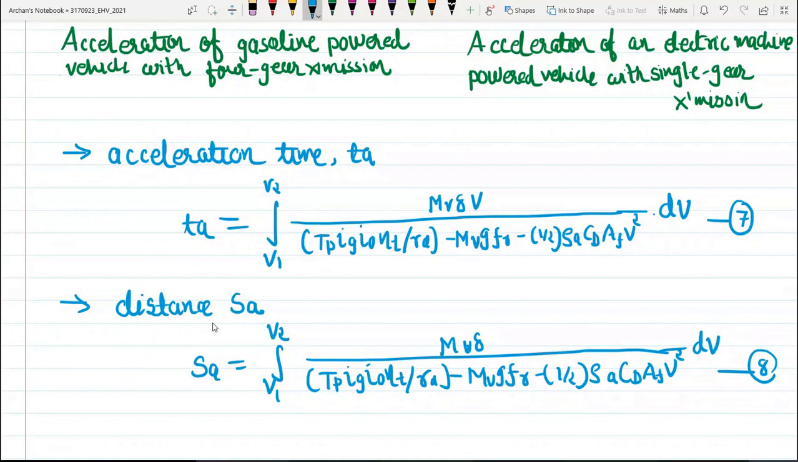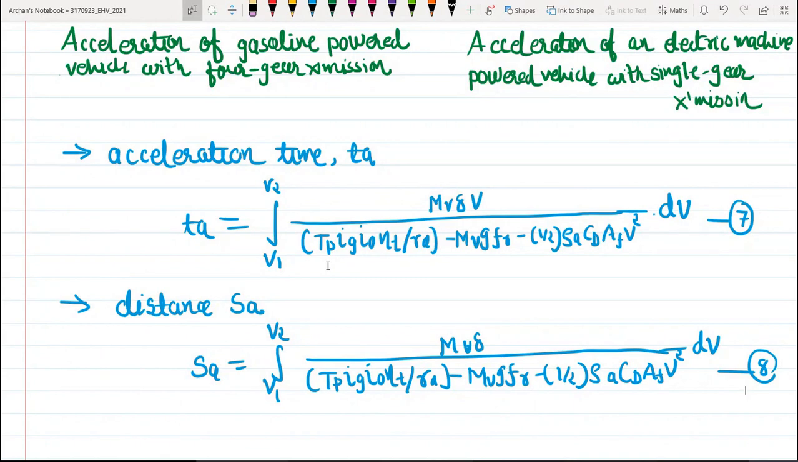Okay, so in this equation number 7 and equation number 8, the torque of the power plant Tp, you can see. Okay, I'm talking about this term Tp, which is nothing but it represents the torque of the power plant, right? So this torque of the power plant is a function of speed, which in turn is a function of vehicle speed and the gear ratio of the transmission. And this makes it difficult to solve these two equations, equation number 7 and equation number 8, analytically.